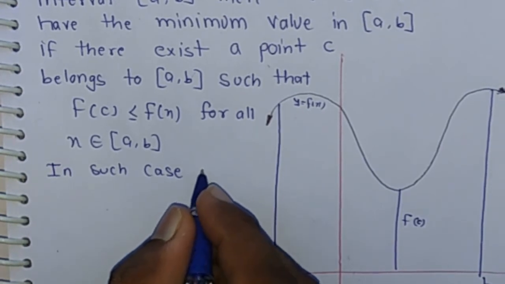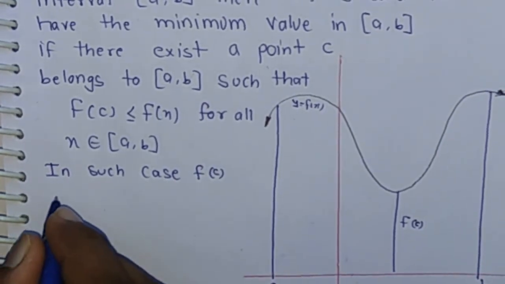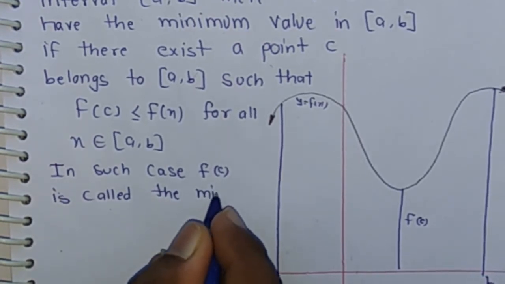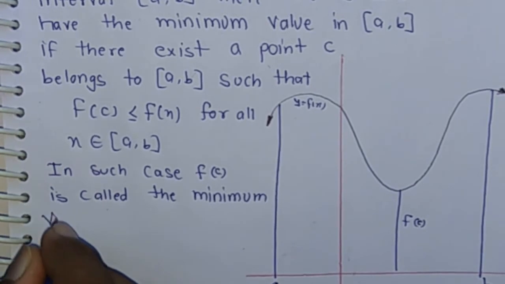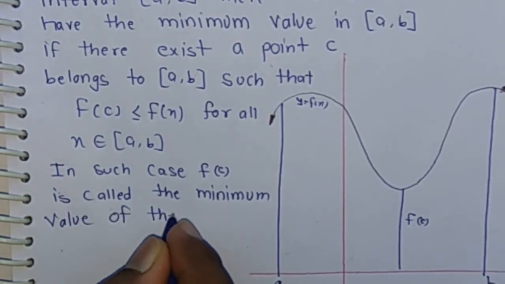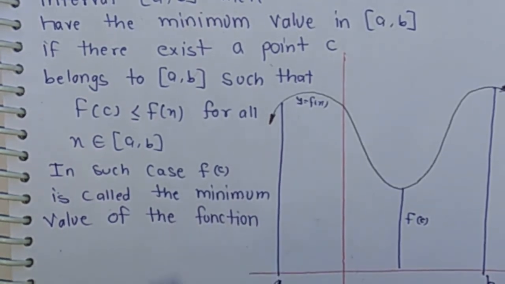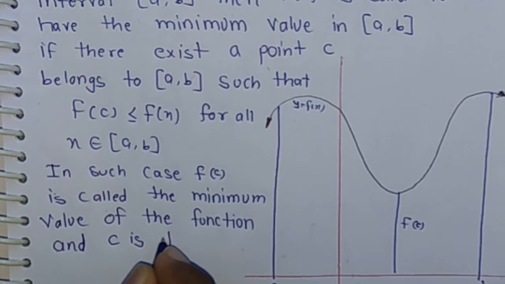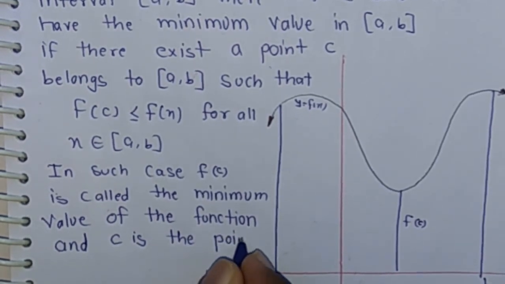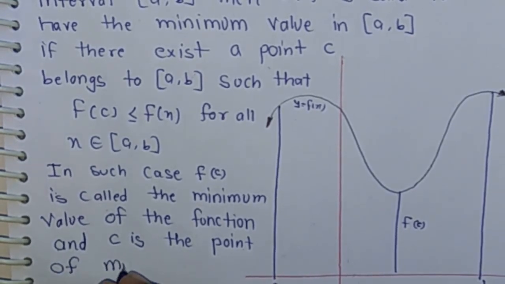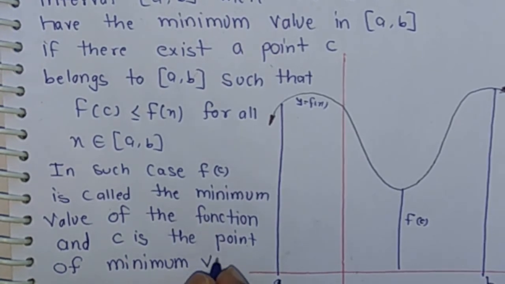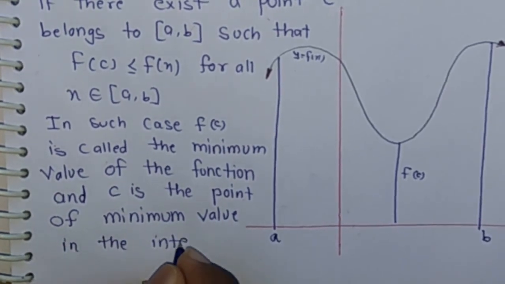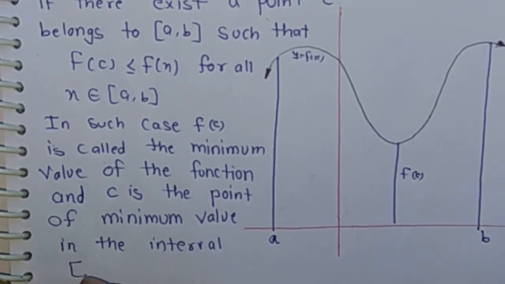f(c) is called the minimum value of the function, and c is the point of minimum value in the interval [a, b].